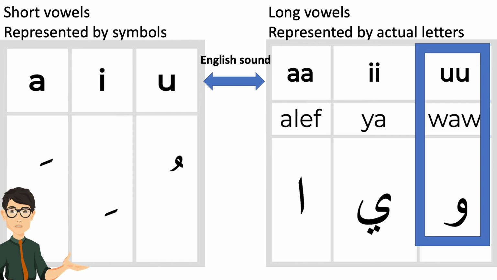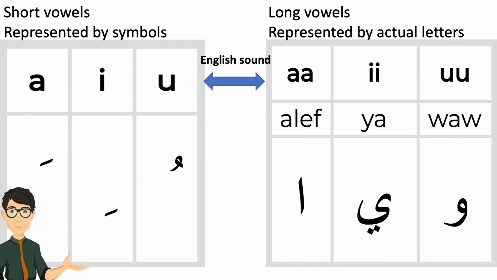And the last long vowel, which is represented in English letters as UU, those double U's, which represents the sound OO. And in Arabic letters, it is represented by the letter Waw. So this was just a quick look over the short vowels, which are represented by symbols, and the long vowels, which are represented by actual letters.